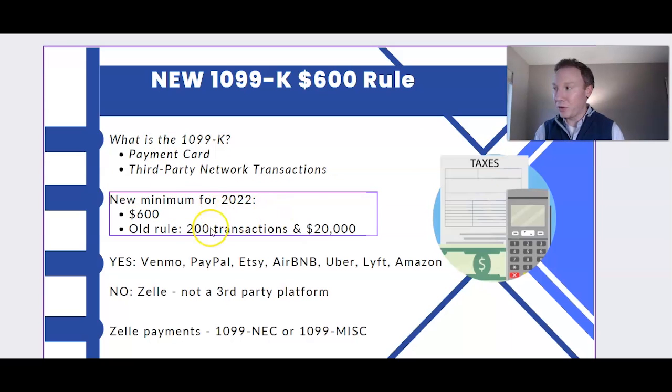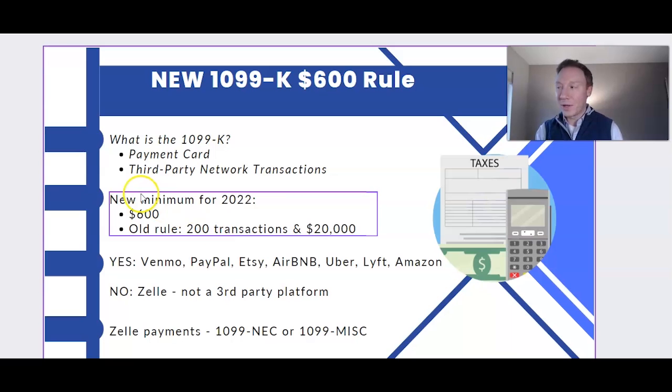So before 2022, the old rule was if you receive payments, right? So you're a business owner and you received 200 transactions or more, and those totaled more than $20,000, you would get a 1099-K form. Well, what happened was people were getting payments. They may have been 100 transactions or less. So they might have been selling stuff on Etsy or eBay, and the total revenue was $17,000. These people aren't reporting that on their tax return. So the IRS said, all right, there's missed opportunities here.